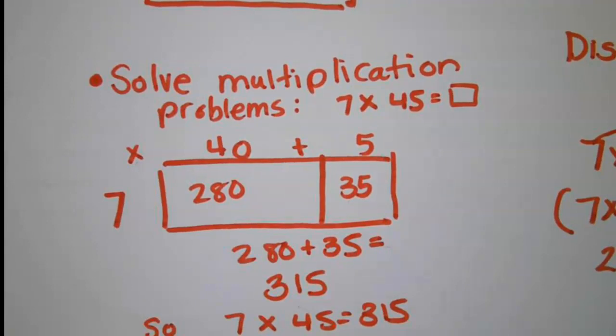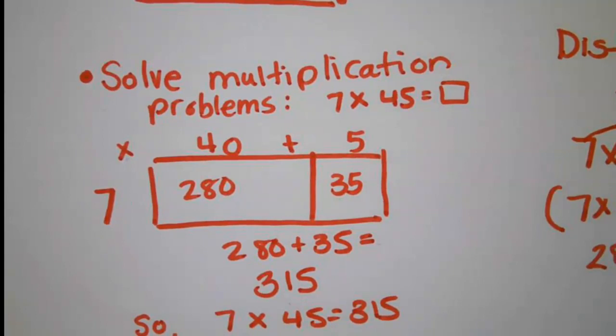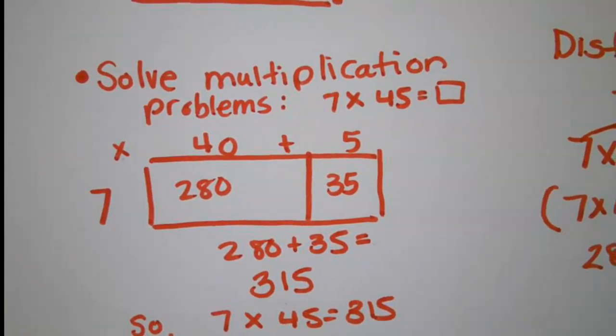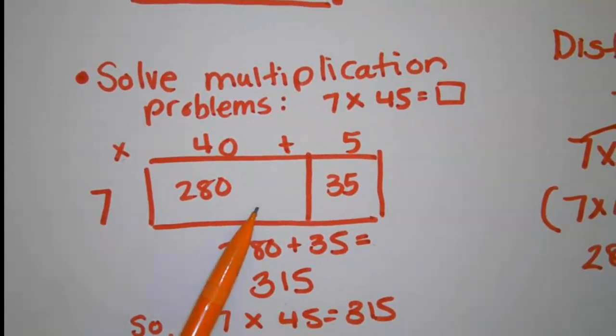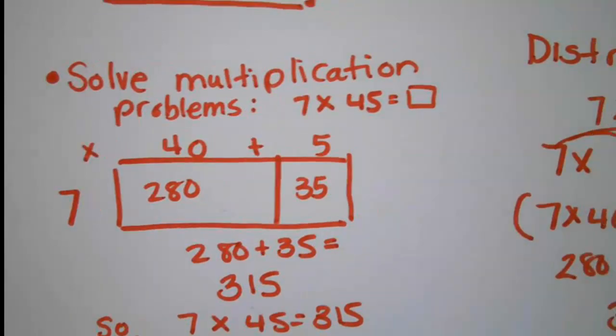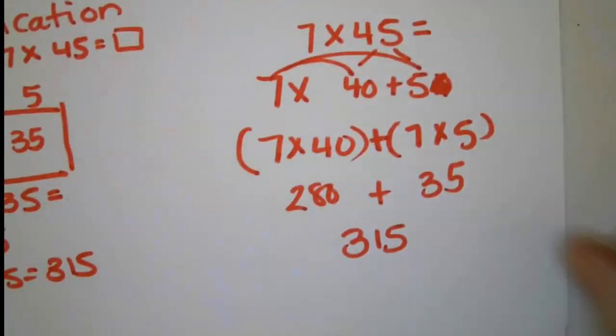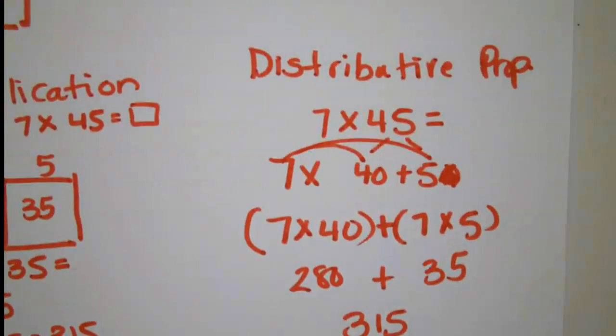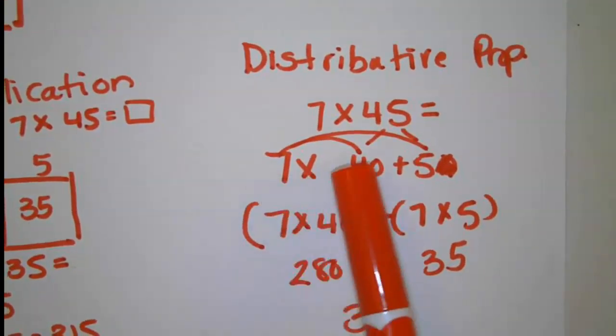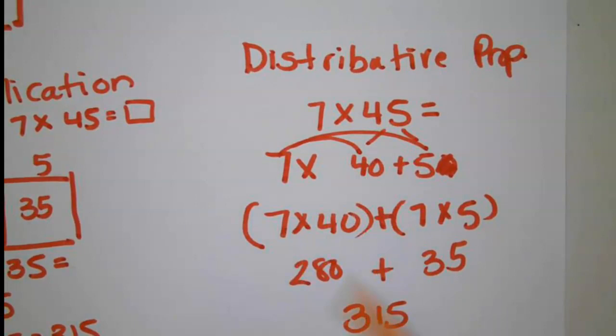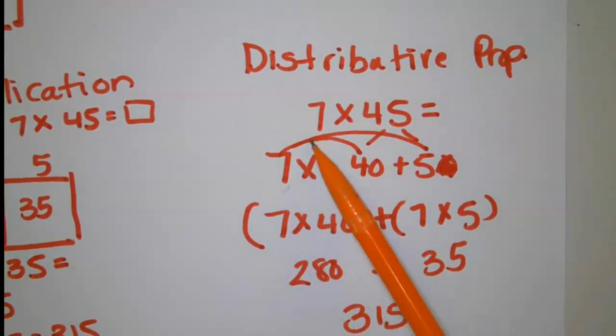Now you've heard that word distributive property before too. So we've used the distributive property of multiplication. Let me show you an example. I'm going to use this example to show you the distributive property. Okay, with the distributive property, I'm using the same problem, 7 times 45. I keep my single digit 7 the same, and I keep my multiplication sign.